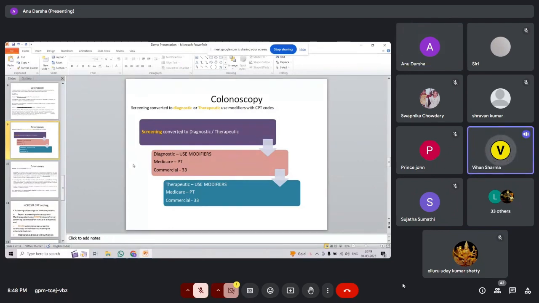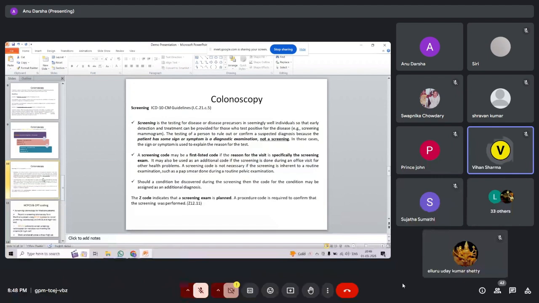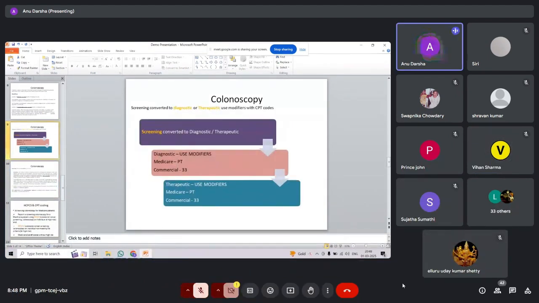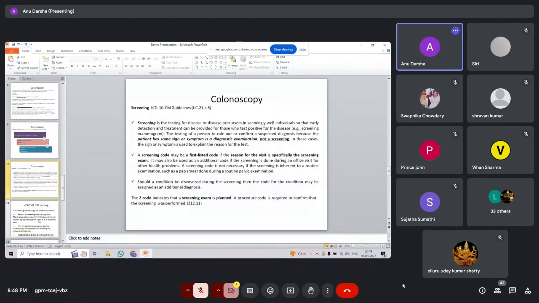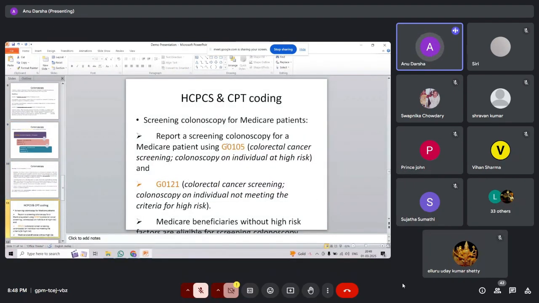So the G codes are used on the diagnostic, and that is used only for the Medicare insurance. CPTs will be the same, but the modifier is PT only for Medicare. CPTs you can use for commercial or Medicare, for anyone, but not G codes. G codes are applicable only for Medicare payers. G codes are not applicable for the commercial payers. Okay, but 4 series CPTs can be used for either Medicare or non Medicare. Okay, so G codes cannot be used along with the 4 series CPTs.